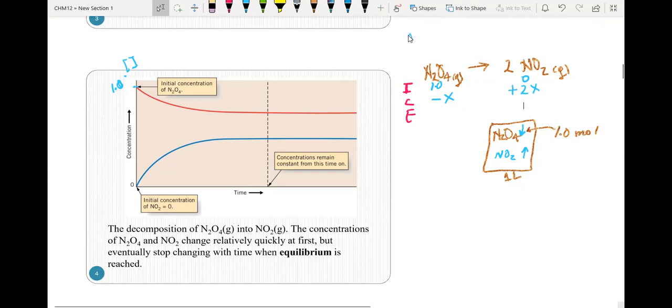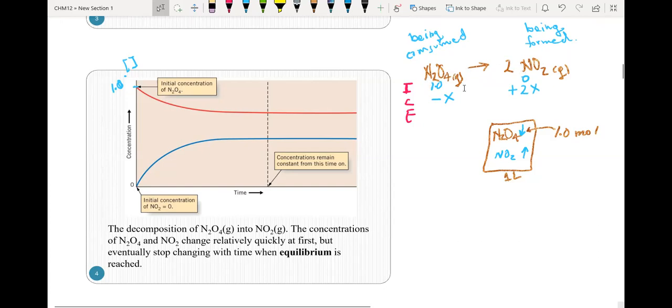Here, being consumed. I have to check the spelling there. And this is being formed. Being formed, so it goes up. Being consumed, negative. That's how you know how to write the signs on the change, depending on the direction of the reaction.